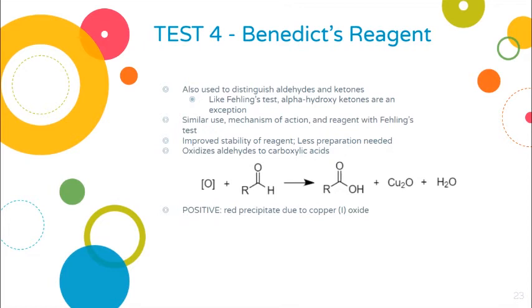In Fehling's test, the reagent requires two solutions to form the oxidizing agent. This is due to the instability of Fehling's reagent. However, in Benedict's test, the reagent is highly stable and thus requires less preparation. Similarly, Benedict's test shows the oxidation of aldehydes to carboxylic acid. Copper oxide is also formed as a byproduct, which can be seen as a red precipitate indicating a positive result in the test.